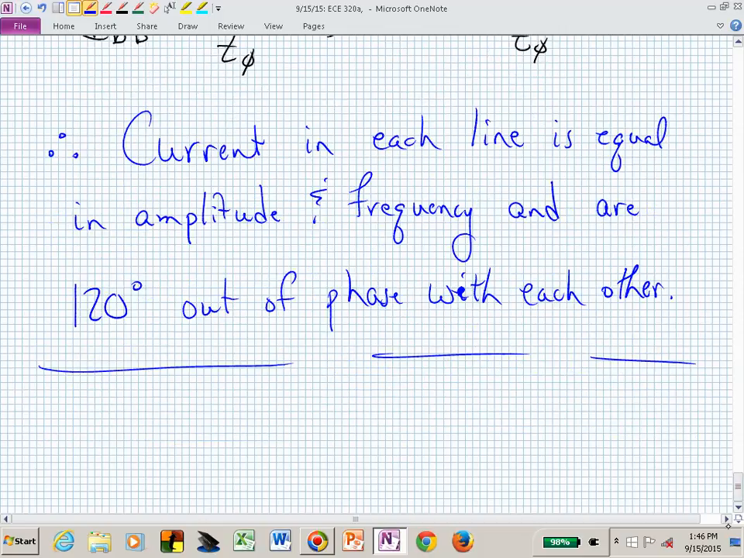Which now says that we are ready to extract a single phase equivalent circuit. We can now just look at the A phase and analyze that, and that's where we will pick up on Thursday.